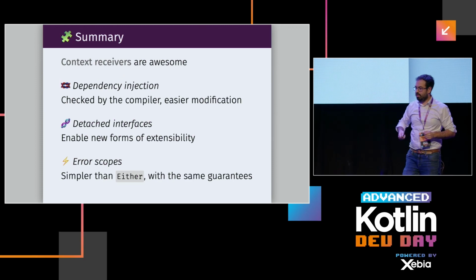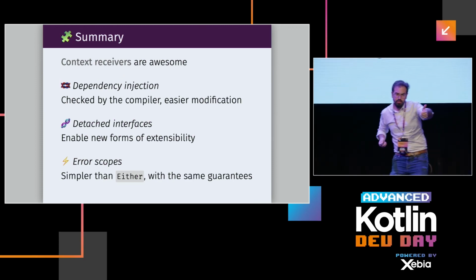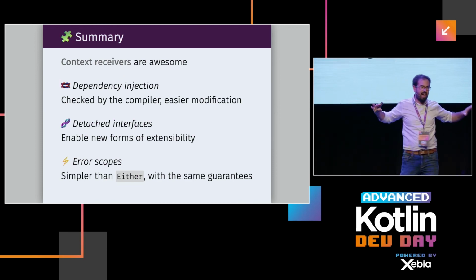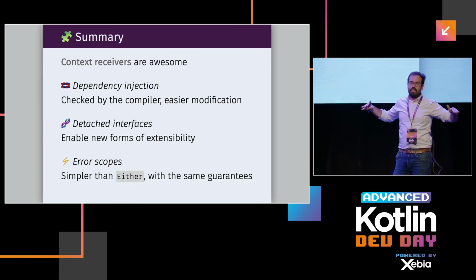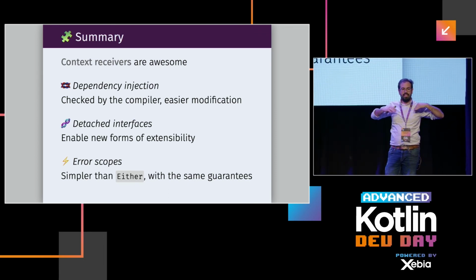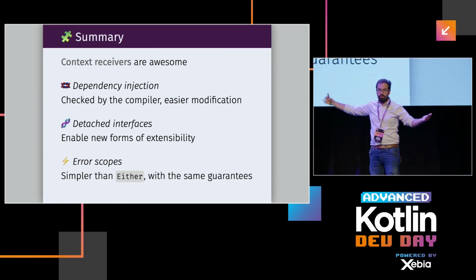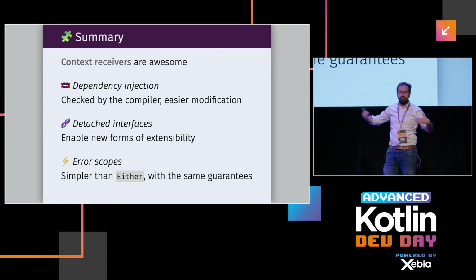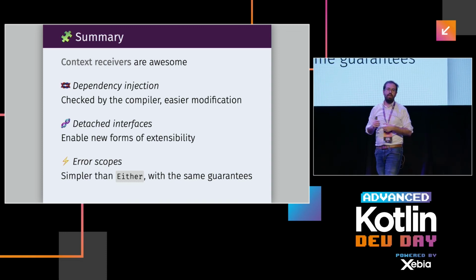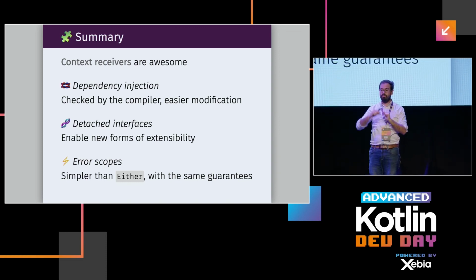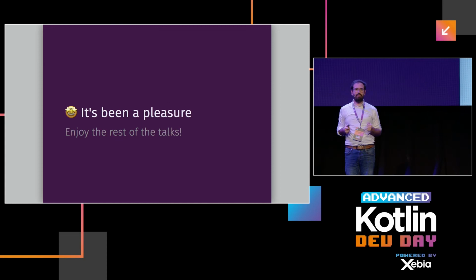So before Simon just throws me out of the stage, context receivers are awesome. You can use this for everything. I mean, dependency injection is what they are thought for, but as I said, you can use this to provide extensibility in many different ways, and also to have the good things of exceptions with the good things of typed errors in one go. Been a pleasure.